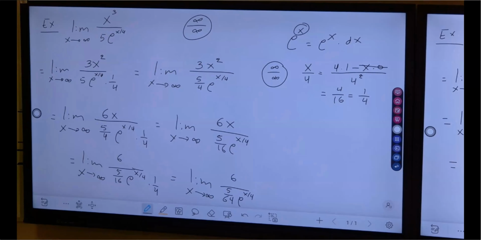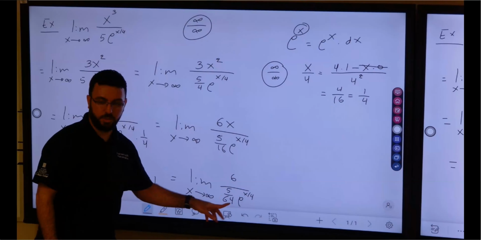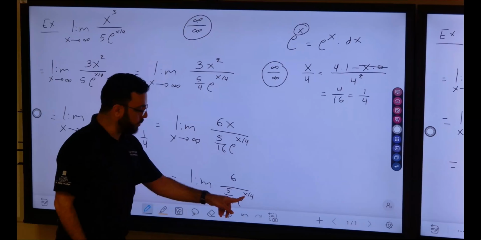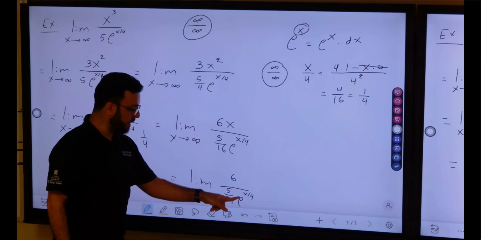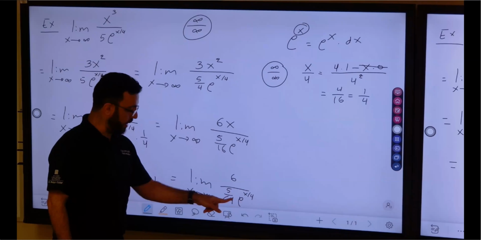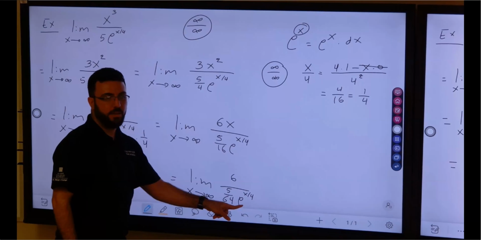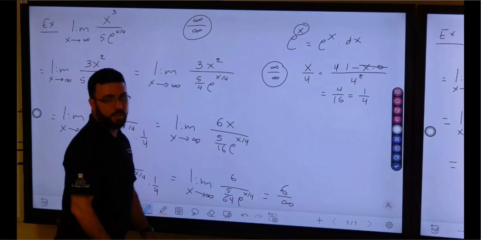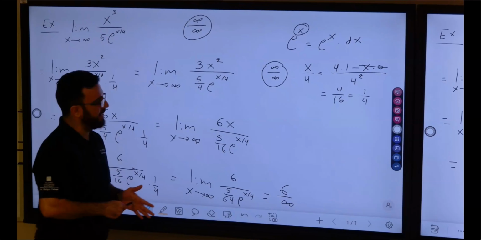Can I do the rule again? No, because you're going to get 0 here, and here you're going to get infinity, so I can't do the rule again. But now go ahead and plug in. If you plug in this one, infinity divided by 4, everything here goes to infinity. Any number times infinity is infinity. That means 6 over infinity is what?